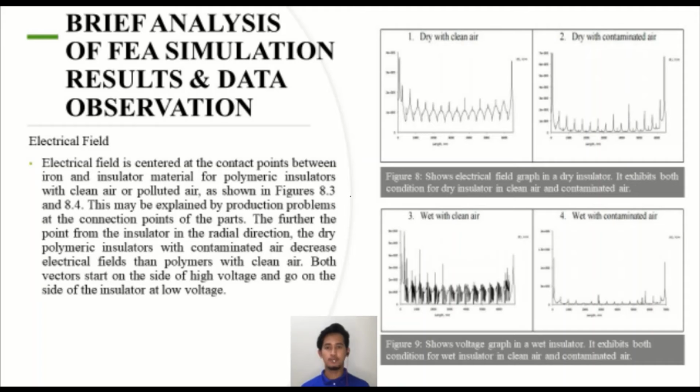This may be explained by production problems at the connection point of the part. The further the point from the insulator in the radial direction, the dry polymeric insulator with contaminated air decreases the electrical field more than polymer with clean air. Both vectors start on the side of high voltage and go to the side of the insulator at low voltage.